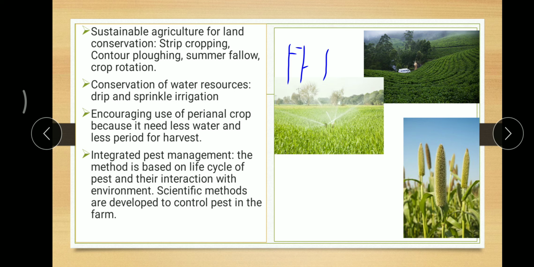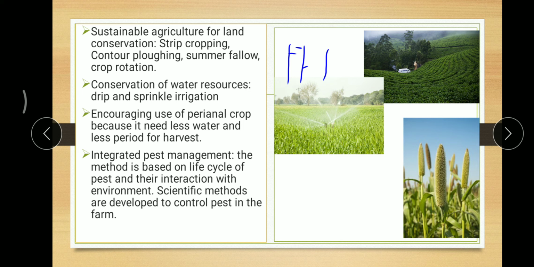Drip irrigation and sprinkler irrigation consume less than 75% water. So with this less water, the plant will remain wet for a long period of time and it will give a good agricultural production. So this method is also very helpful.